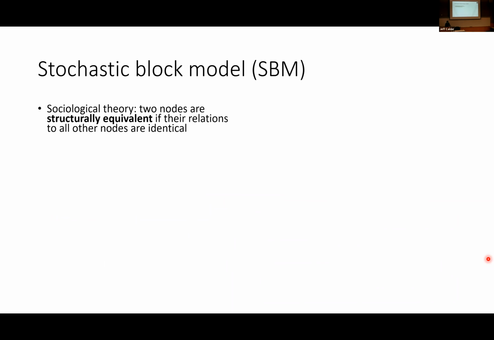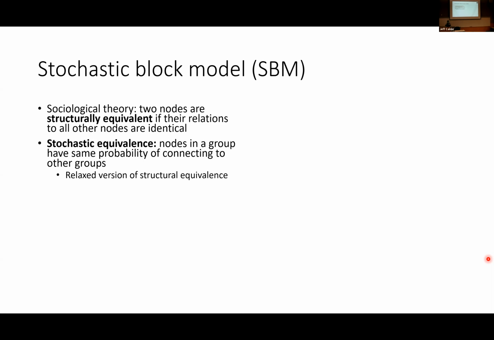So one such latent variable model for networks is called the stochastic block model, and it's based off of some sociological theory, which is structural equivalence. So two nodes are said to be structurally equivalent if their relations to all other nodes are identical. So if you have two people who have the exact same set of friends, they are structurally equivalent. That's a very strict requirement.